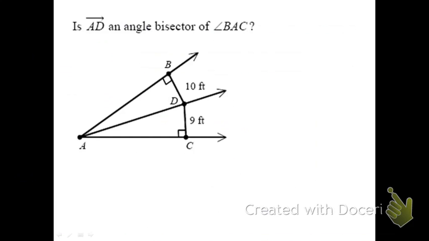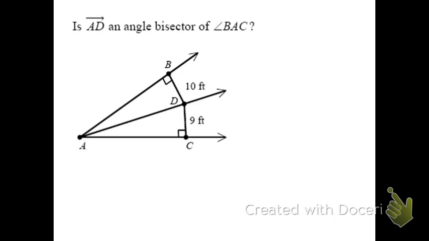In this problem, the question is asking, is AD an angle bisector of angle BAC? The answer is no, because as we learned in the previous video, angle bisectors are always equidistant from the sides of the angle that it's bisecting. As you can see, D is 10 feet away from one side and 9 feet away from the other, so it's not equidistant from the sides, therefore it's not on the angle bisector.